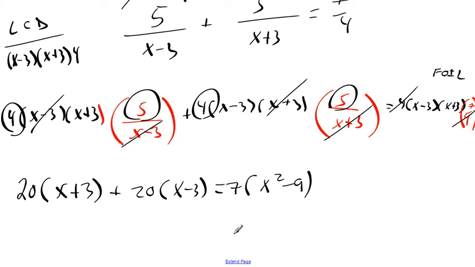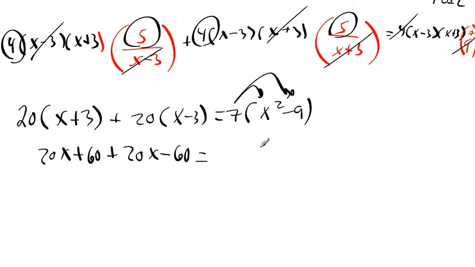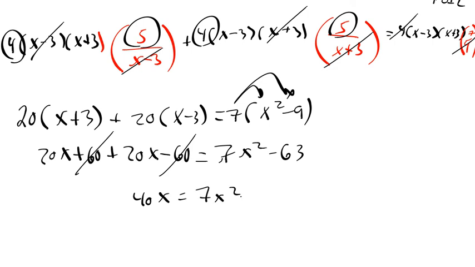All right, well, let's keep pressing on here. We haven't solved for x yet. So I'm going to go ahead and distribute the 20. So 20x plus 60 plus 20x minus 60 equals, then we do the little distributive property. 7 times x squared is our 7x squared, and then 7 times negative 9, negative 63. Okay, so let's see here. The 60s cancel. Sweet. And then we get 40x equals 7x squared minus 63.